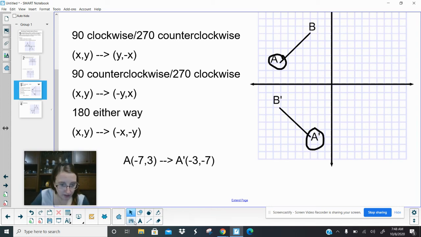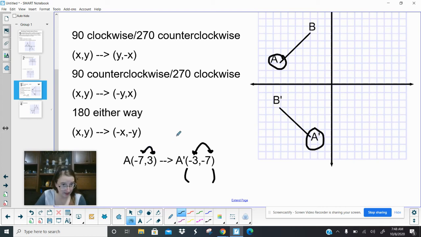Okay, so let's see. If we look right here, I was originally at negative 7, 3, and then these switched, right? So to start with, it can't be 180 degrees because in the 180 degrees, the x and y don't switch, right? It goes x, y, x, y. So it has to be one of these. Now let's look at our signs. So we switched, and then we need to see which sign changed. So this is now y, x.